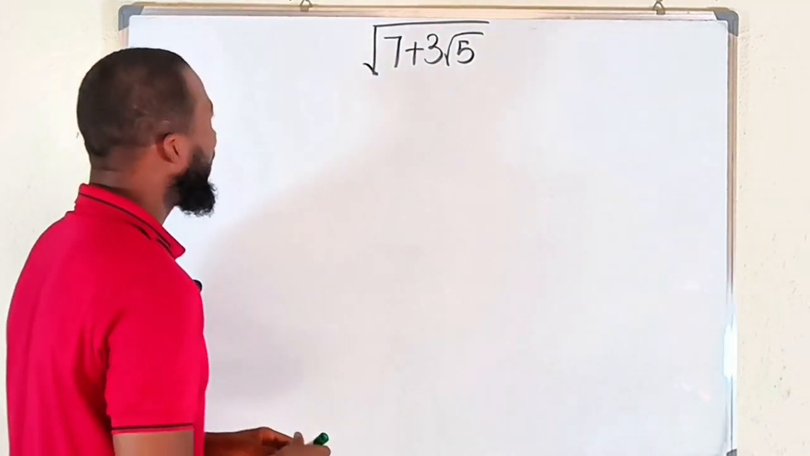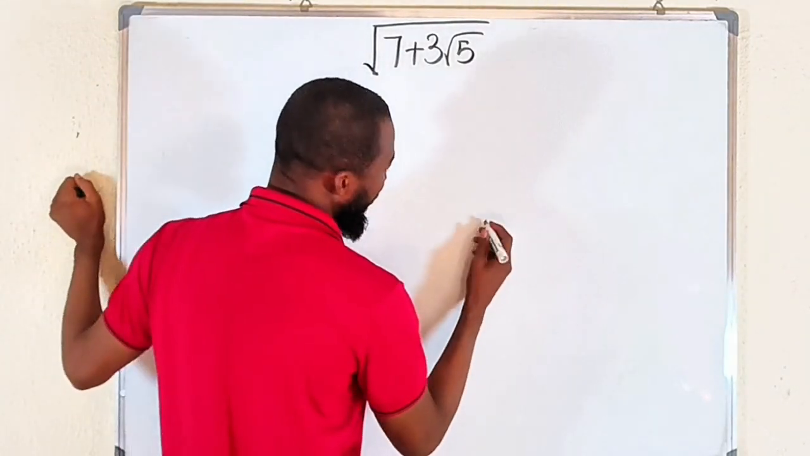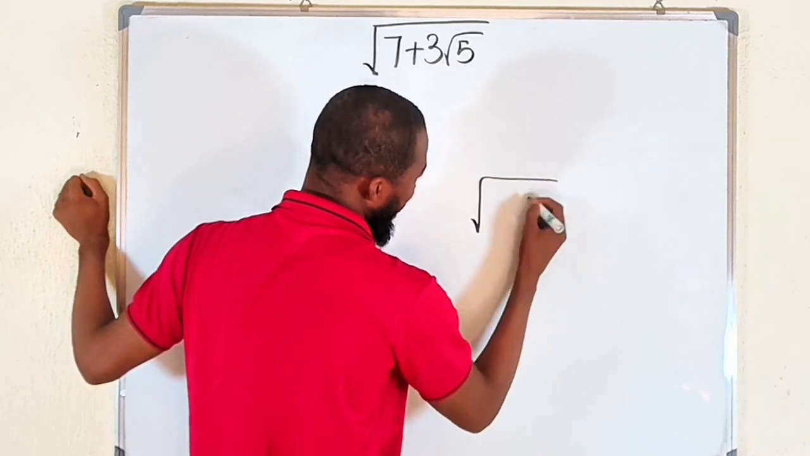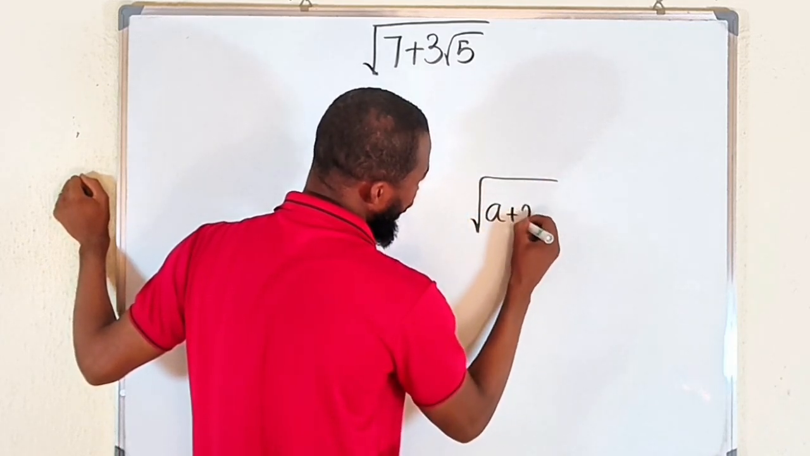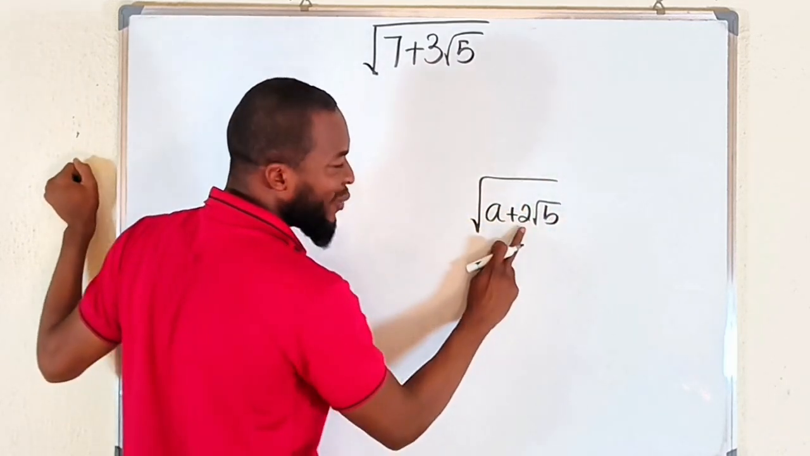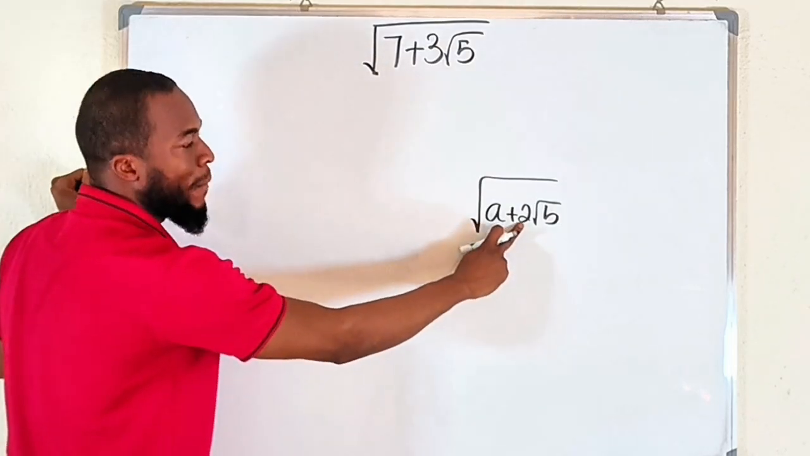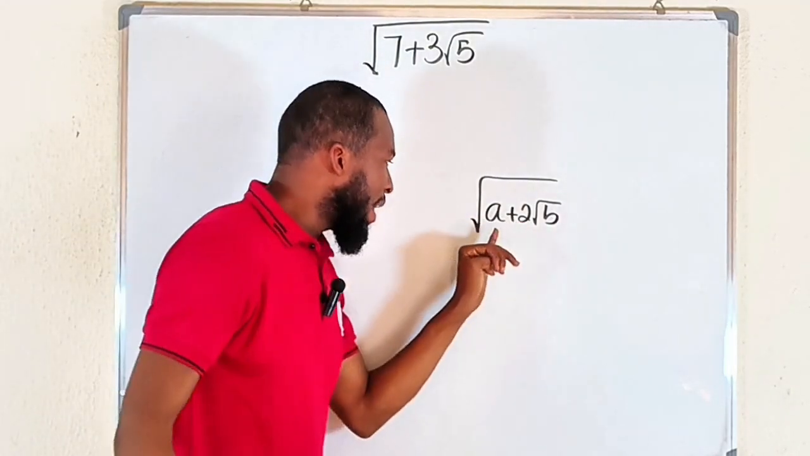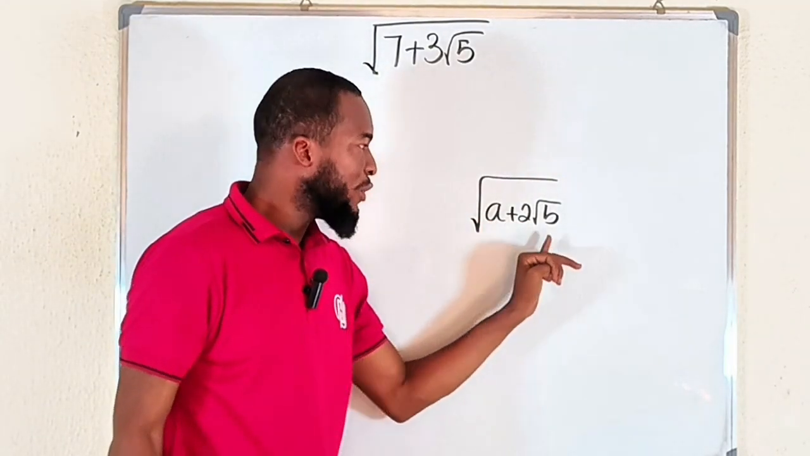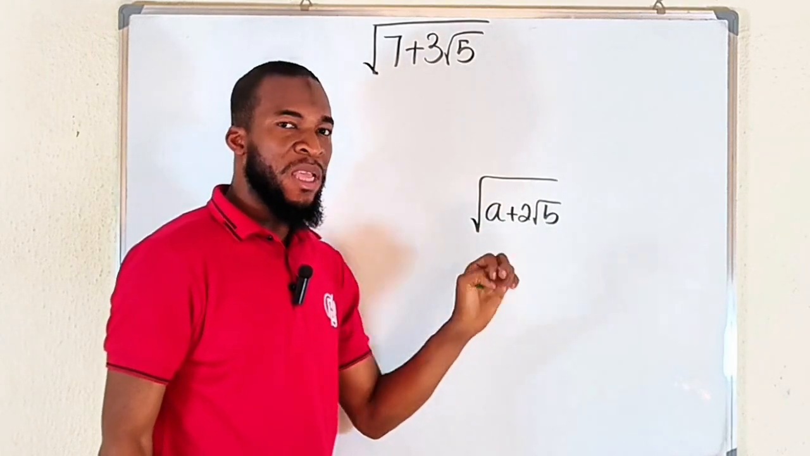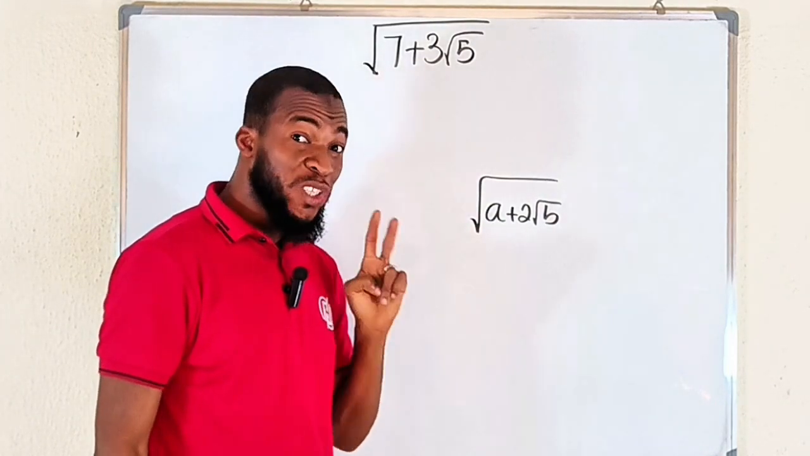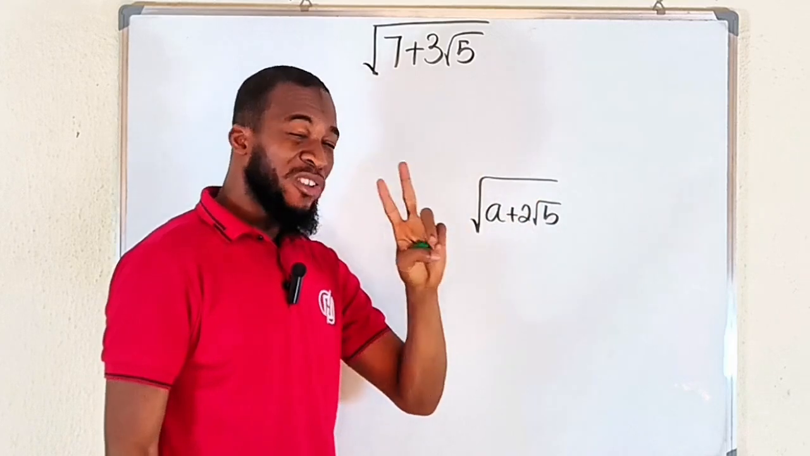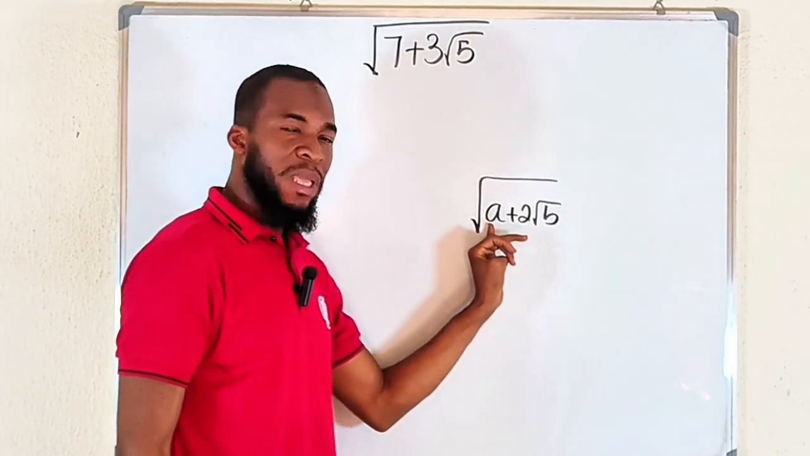Let's get started. To apply that method, you have to have a square root of a number a plus 2 root b. You have to have 2 here. Secondly, there is going to be a kind of relationship between b and a. Two numbers you have to multiply together to get b, and those same numbers add to a.